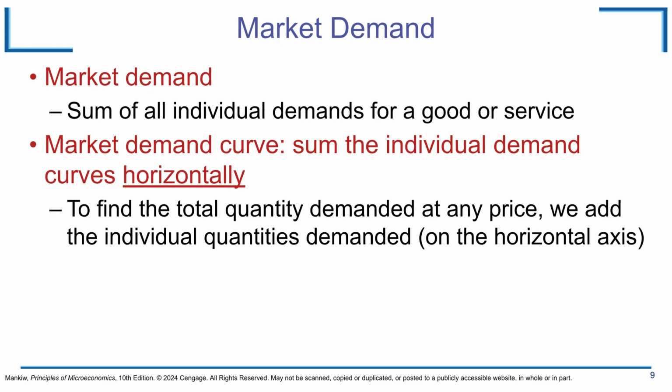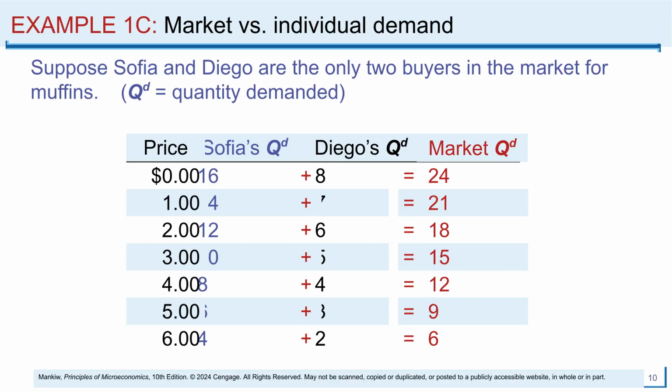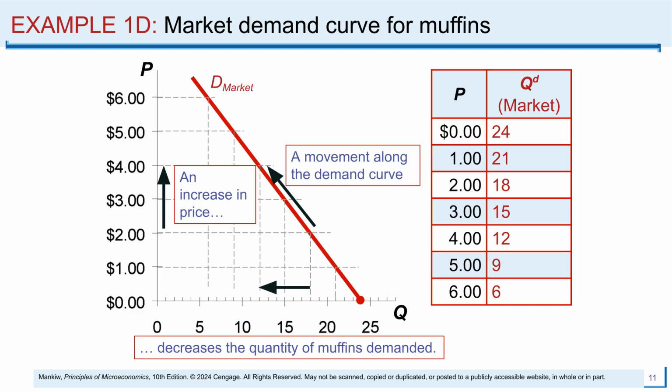Market demand is the sum of all individual demands. To derive the market demand curve, we add the individual demand curves horizontally by summing the quantities demanded by every buyer at each given price. In this example, we assume Sophia and Diego are the only buyers. By adding their quantities demanded at each price level, we arrive at the total market quantity demanded. This resulting market demand curve shows the total relationship between price and quantity for the whole market. It confirms the inverse relationship described by the law of demand.